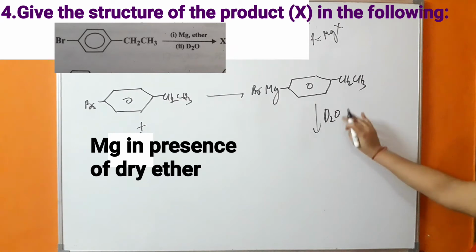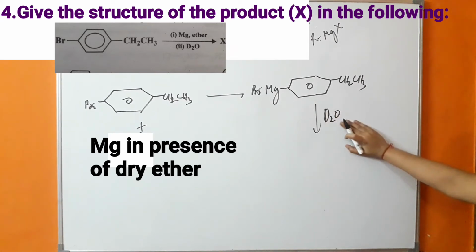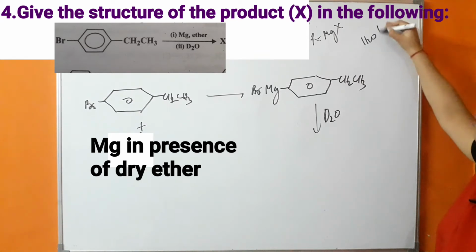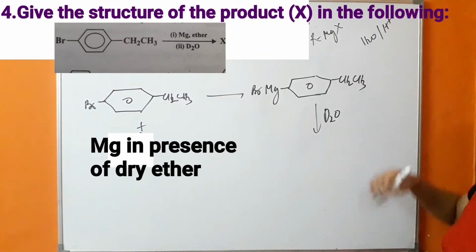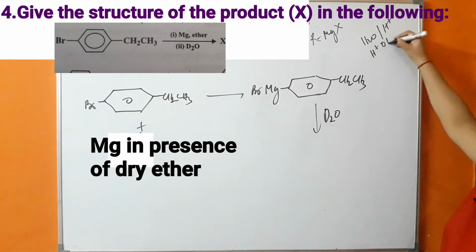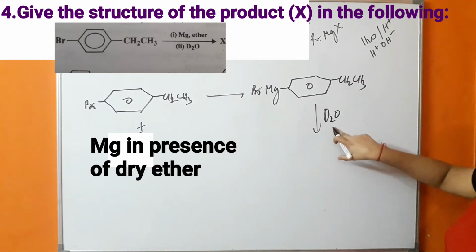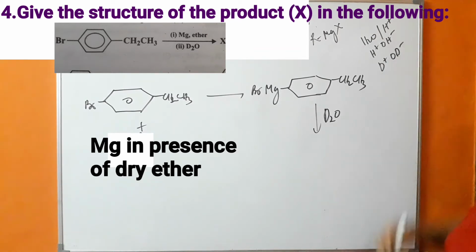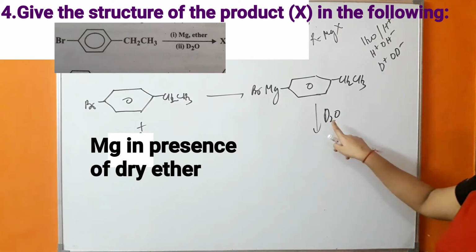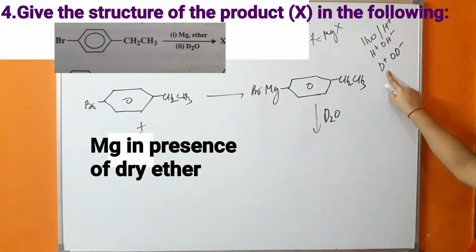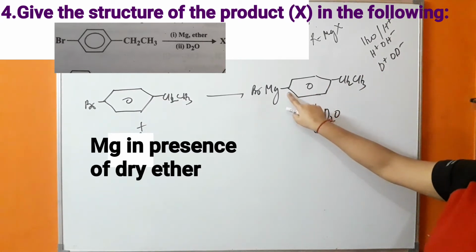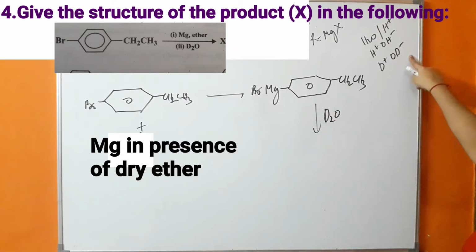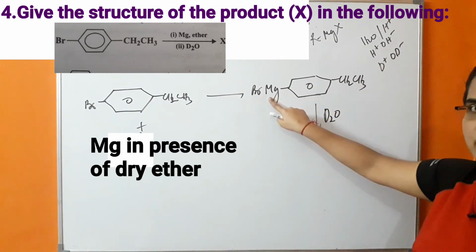There will be splitting, that is ionization of this molecule, as it takes place in the case of H2O in the presence of H+. There will be splitting of H+ and OH-. Similarly, in this case, there will be splitting of D+ and OD-. So what is happening? This D+ will attack on this carbon of this benzene ring, whereas this OD- will attack on this Mg.